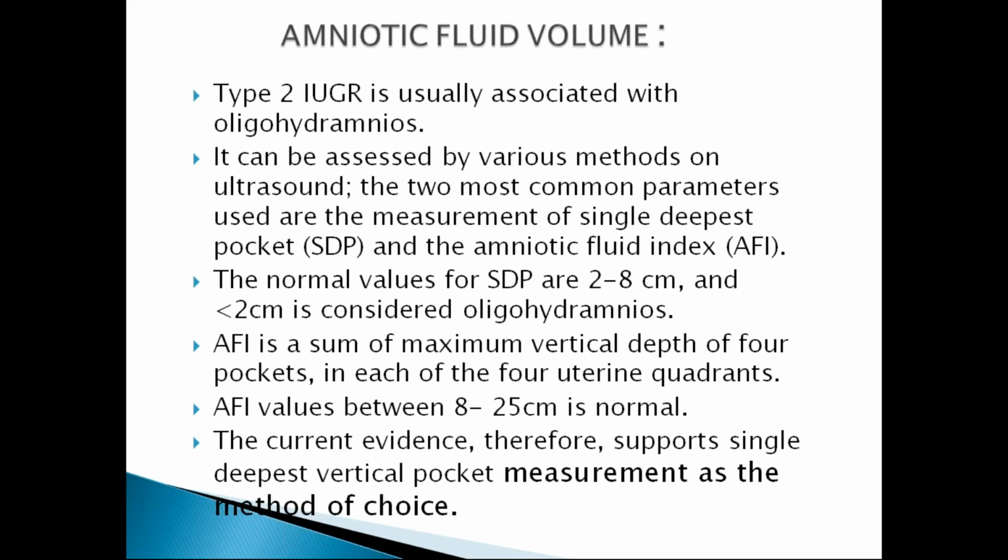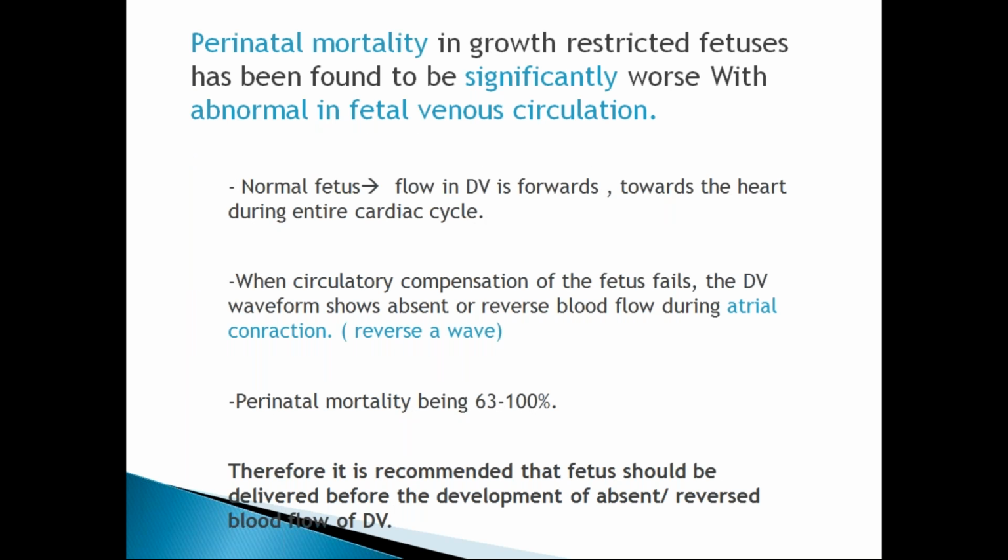But for amniotic fluid index, we take the 4 quadrants of the abdomen, measuring the vertical pocket: upper right, upper left, lower right, lower left. We sum up all these pocket centimeters. If it falls between 8 and 25, it is normal. If there is any decrease from that normal, we call it oligohydramnios.